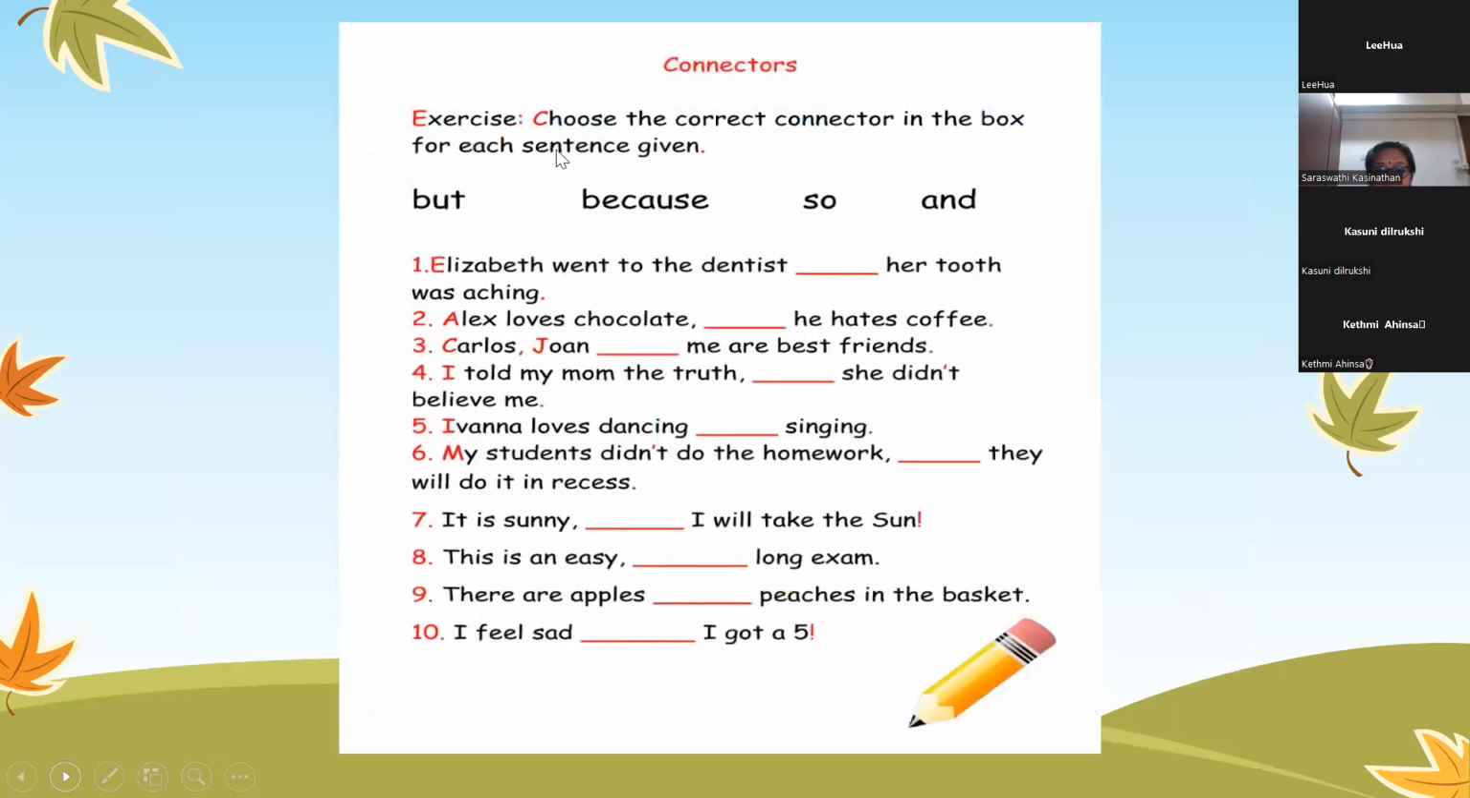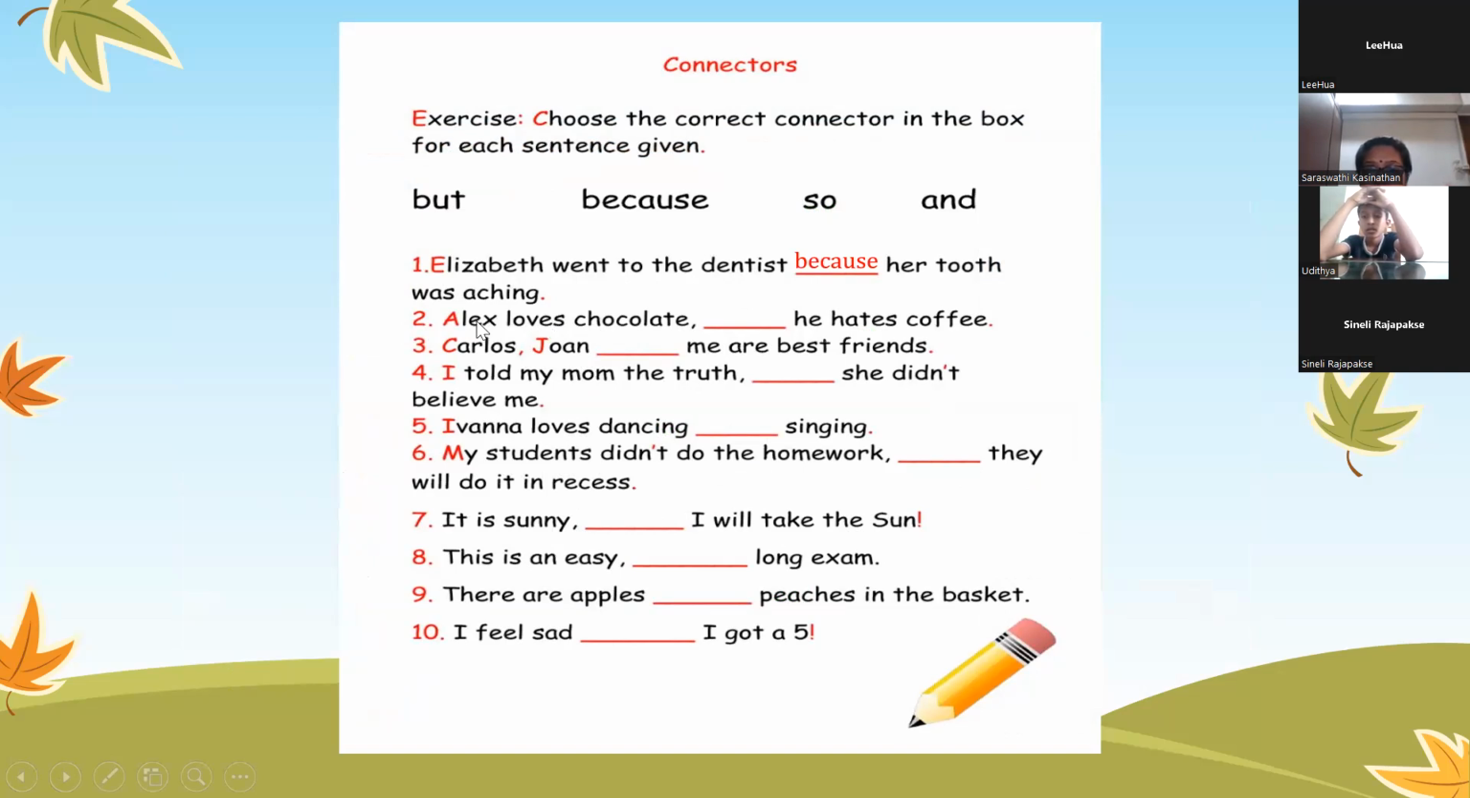All right. Okay, number 1. Go. Elizabeth went to the dentist because her tooth was aching. He loves chocolate and he hates coffee. Carlos, Joanne, wait, children, 1 minute.